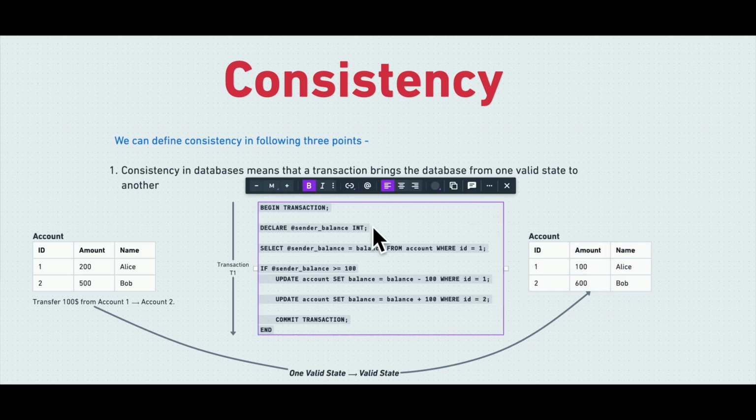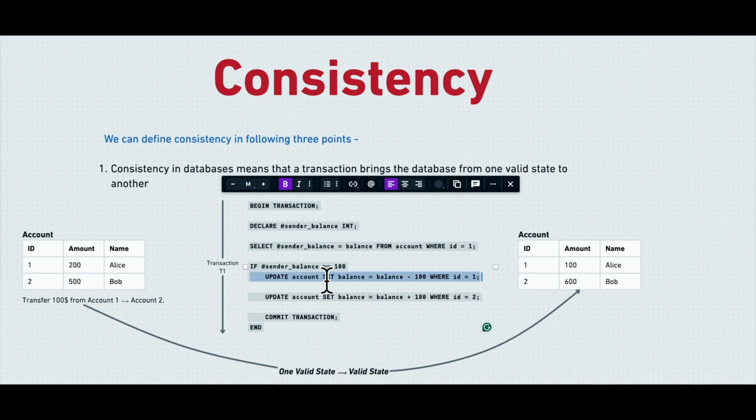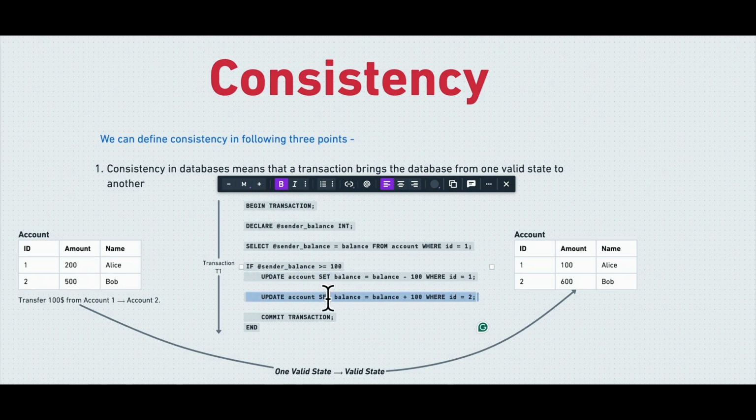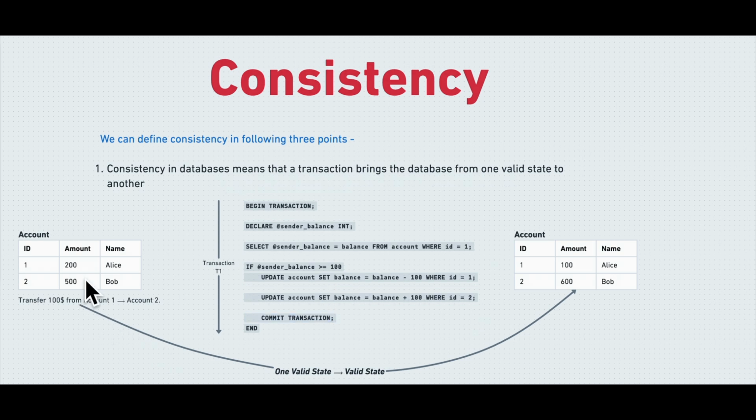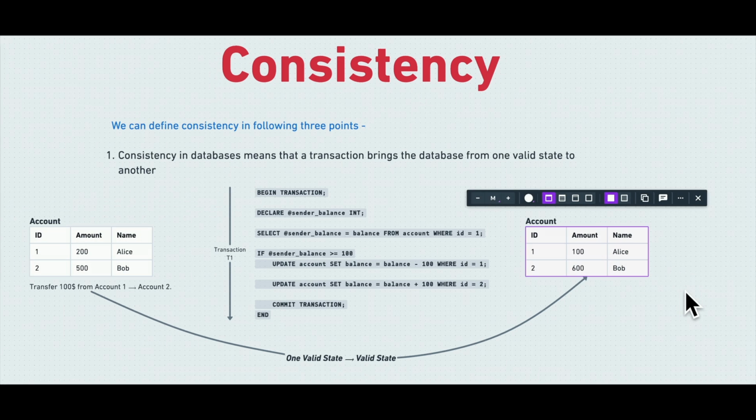If we look closely, we are checking first. If you see this line over here, we are checking first that the balance of account 1 should be greater than or equal to $100. Only then are we able to transfer that amount. When this condition applies, only then are we deducting the money and crediting that money to Bob's account, and then we are committing the transaction. So going from one valid state to another valid state is the very first property of consistency. This is a very simple way to make you understand what exactly consistency is.